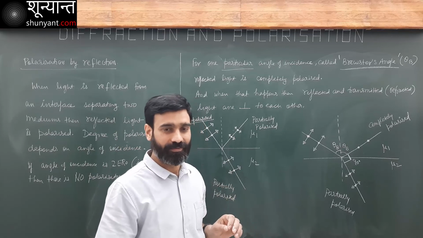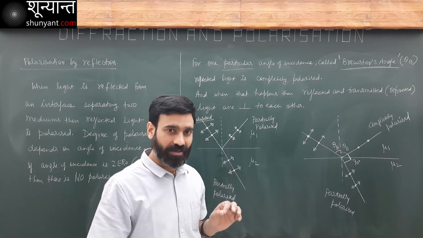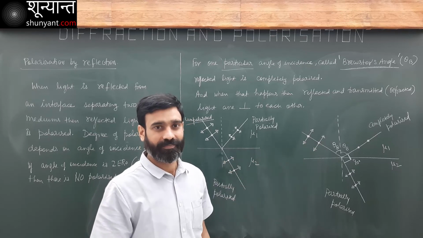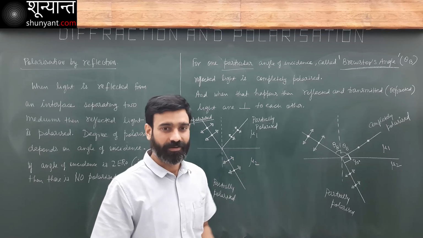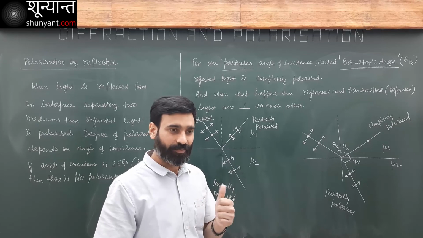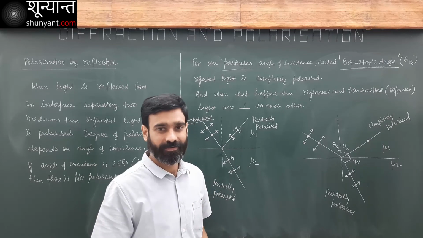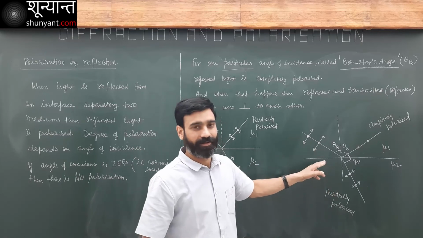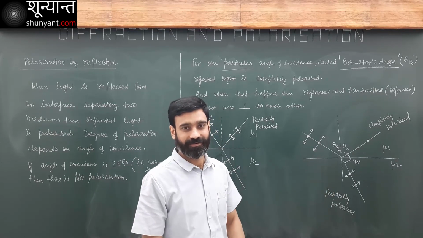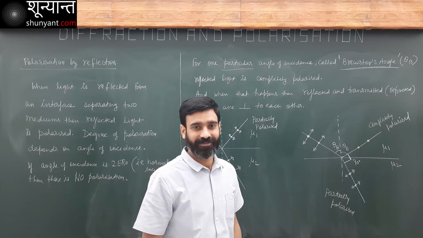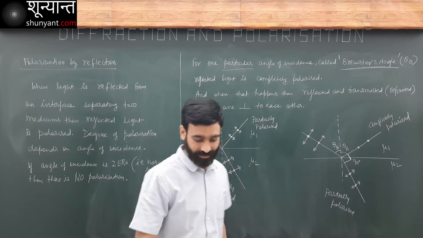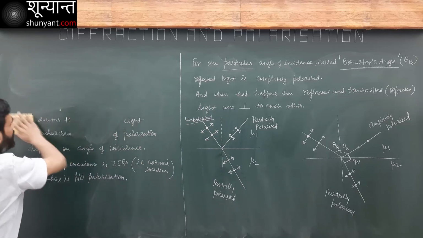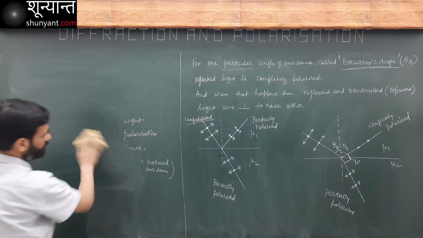Now if I ask you, what will be Brewster's angle for these two mediums, mu1 and mu2? Let's say I give you air and water. What will be Brewster's angle for air and water? Glass and water. For any medium, mu1, mu2. What will be Brewster's angle? Can you find out? Try to find it. It's very simple.